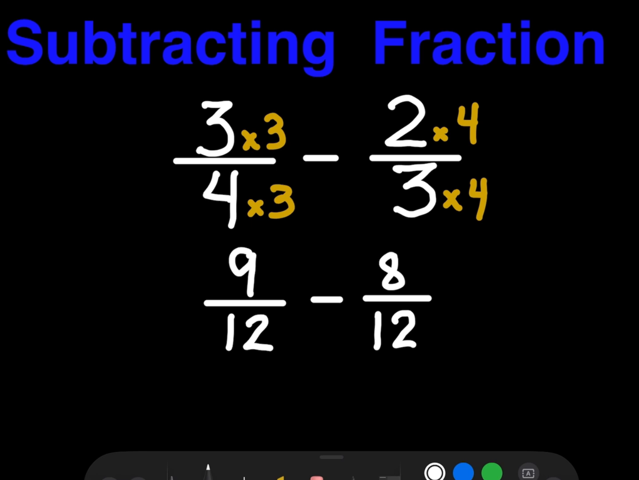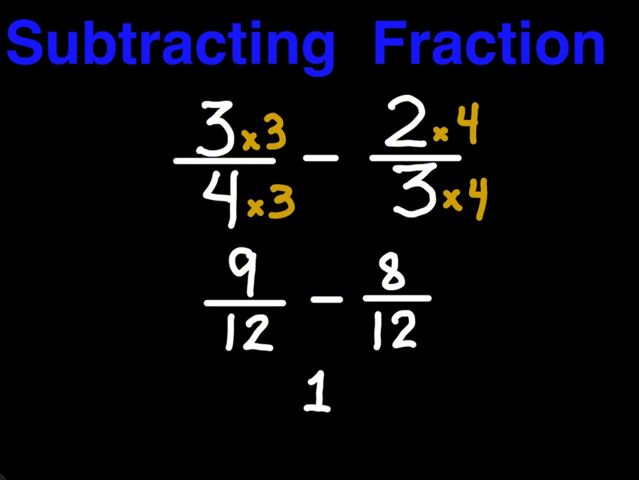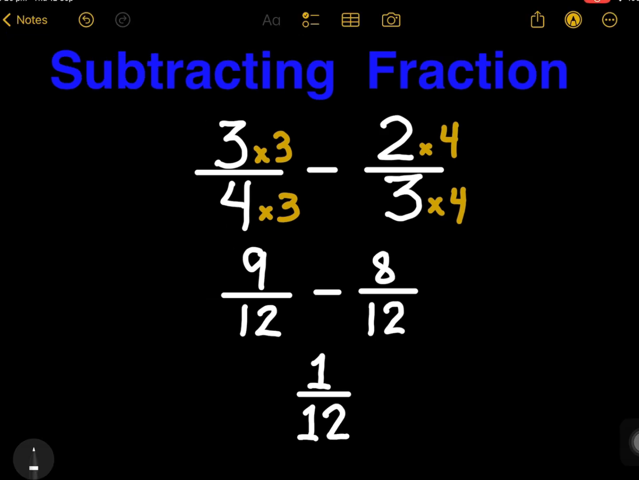After making the denominator the same, you can subtract the numerator now, or the top number of the fraction, where 9 minus 8 is 1, and then just copy the denominator. So that is the simplest form when you subtract 3 over 4 minus 2 over 3. And the answer is 1 over 12.